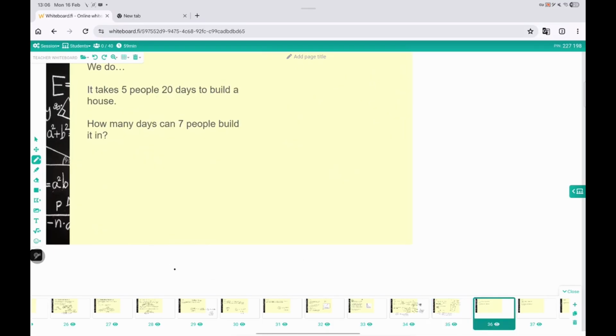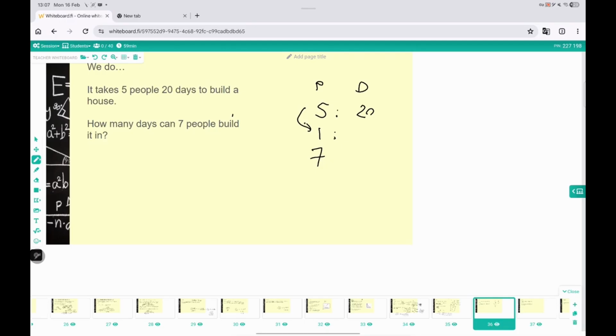Okay, right, this is an example of inverse proportion. So we can write this as a ratio still. 5 people take 20 days to build the house. But since it's inverse proportion, whatever we do to one side, you have to do the opposite. You know that as one increases, the other decreases, and as the other decreases, the other one increases. So we do the thing we did before.